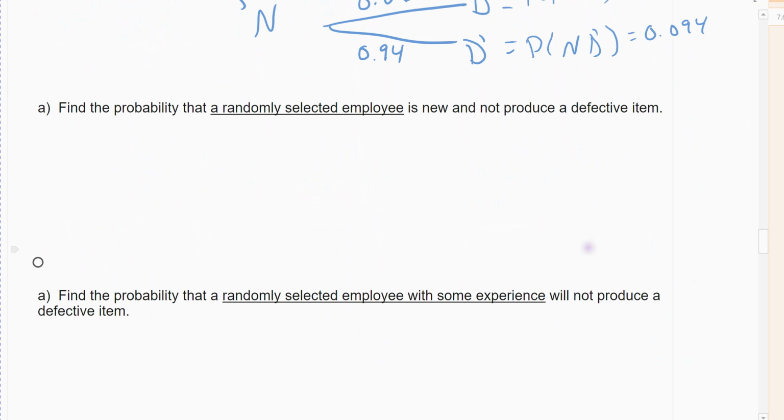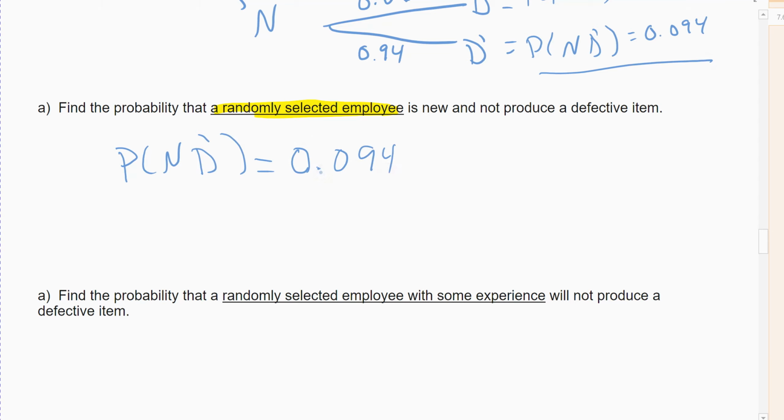Alright, find the probability that a randomly selected employee is new and not producing a defective item. So this is sort of the phrase that's important. Where am I selecting from? So I'm randomly selecting an employee, meaning all employees are at play. Out of all my employees, if I select one of them, what's the probability they're a new guy and they did not produce a defective item? So this is one of my outcomes at the end. Probability that they're new and the items are not defective. Well, that's this case on my tree. 0.094. So about 9.4% of the items were produced by the new people and non-defective.